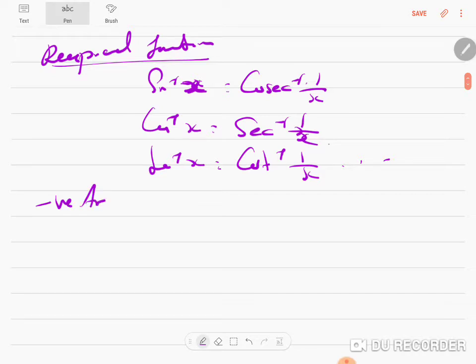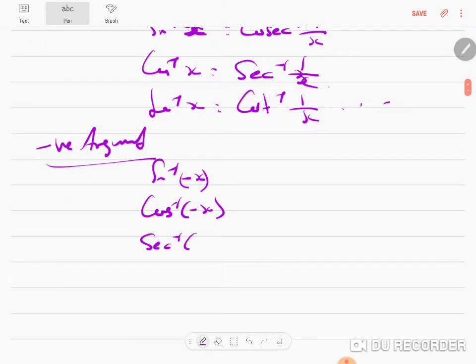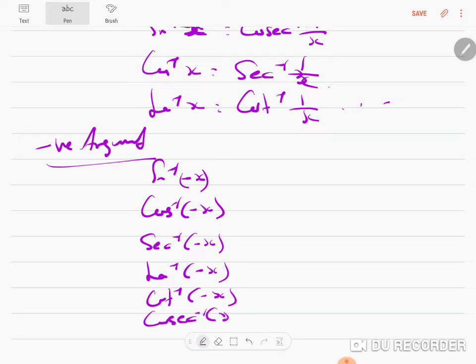Negative argument. What are negative arguments? Cos of minus theta is cos theta, sin of minus theta is minus sin theta in trigonometry. Here, in sin inverse, how do we deal with a negative sign? In cos inverse, how do we deal with a negative sign? In secant inverse, tan inverse, cot inverse, cosecant inverse? I want you to simply memorize this music.